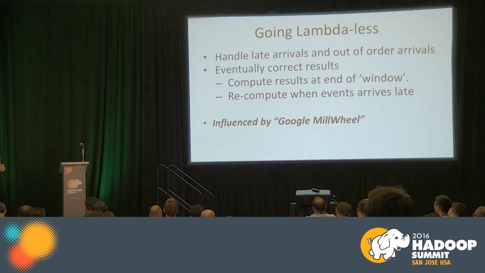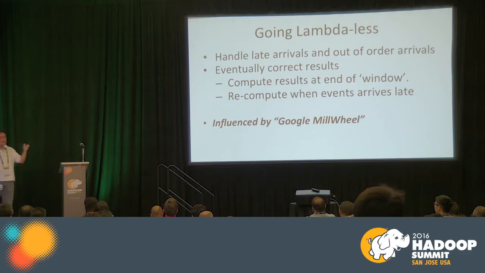The key concept behind that is, in order for you to address these data accuracy problems in the real-time stream system, you need to handle late arrivals and also out-of-order arrivals. And now, how do you address that? The key idea is to introduce a concept of eventually correcting the result instead of waiting forever for the right result to come.